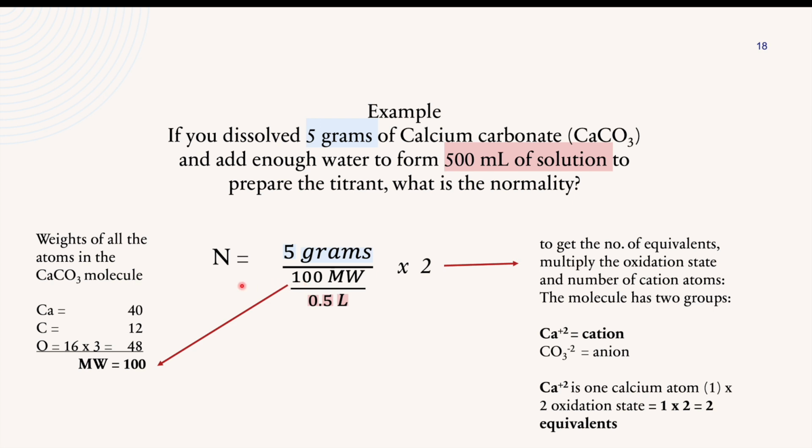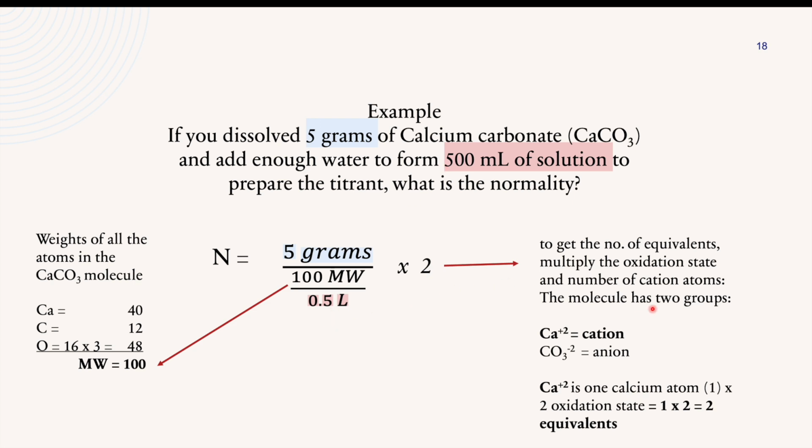So going here, you have 1 calcium, 1 carbon, 3 oxygens. That's the reason why you have to multiply it by 3. Calcium is 40, carbon is 12, oxygen is 16, times 3, 48, add them up. This is the weight of your entire molecule. Put that in. And then remember, this should be in liters, so convert to liters. Move 3 decimal places to the left: 1, 2, 3, 0.5 liters.